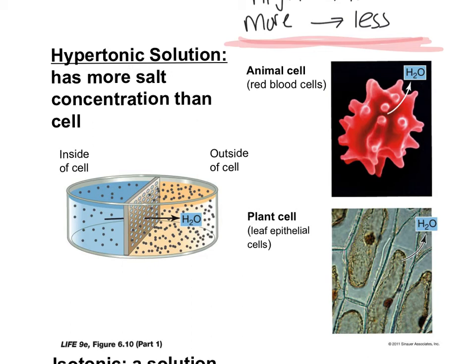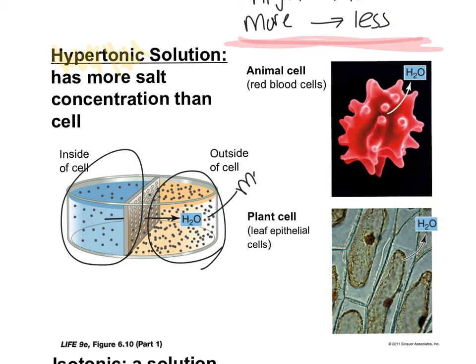Situation 1, hypertonic. That prefix hyper means more. Tonic refers to the saltiness of a solution. So hypertonic is saying that there is a more salty solution. So here we have in the diagram the inside of the cell, represented in this little dish, the outside of the cell, and the solution the cell is in is hypertonic. So my environment is more salty.